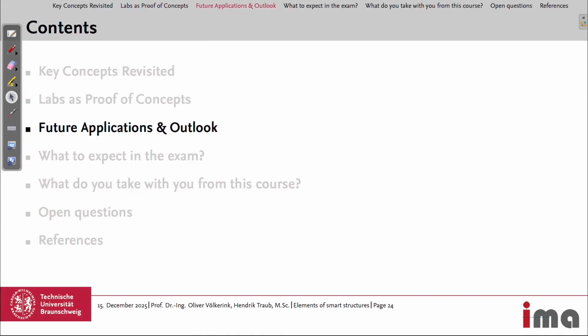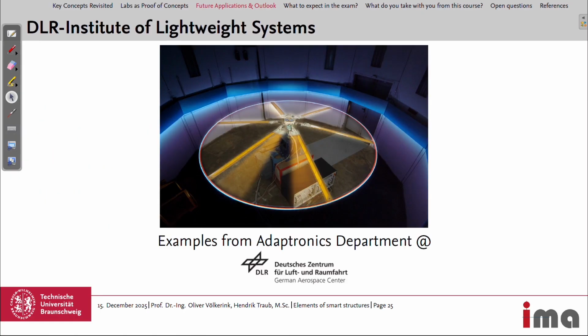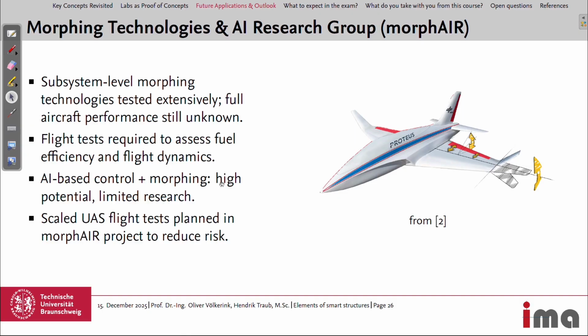So now we're coming to future applications and the outlook. And what I did is I took, not from the university, but from the DLR Institute, German Aerospace Center, Institute of Lightweight Systems, where I did my PhD and still have a part-time contract. There is an adaptronics department, and I brought some recent projects they did. You can see here the helicopter rotor blade in the rotor test bench in Braunschweig, but we will not go into detail of this because I had it already on the introduction slides.